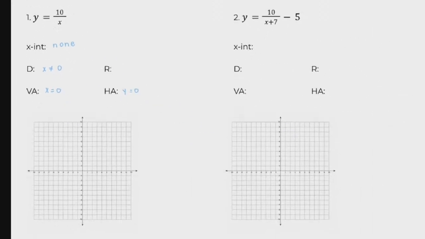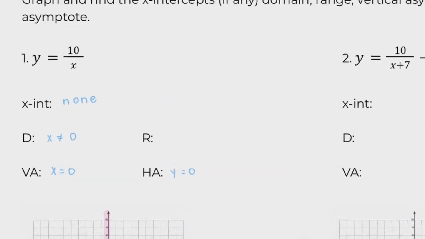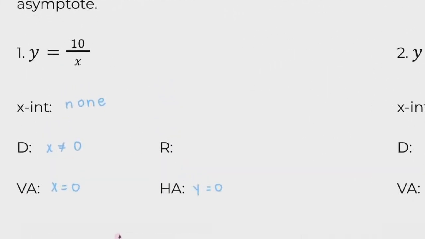Okay, so for my graph, I'm going to start by drawing the asymptotes. And then I'm going to plug in some points. So the equation was 10 over x. So I'll plug in 1, 2, 5, and negative 1, 2, and 5. So I'll get 10, 5, 2, and negative 10, negative 5, and negative 2.